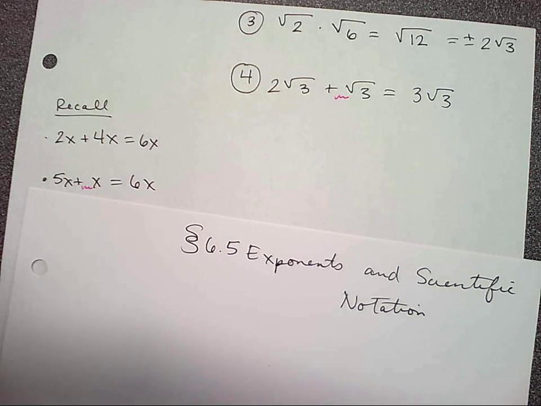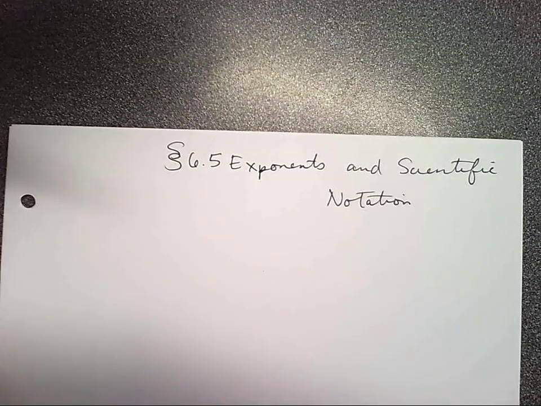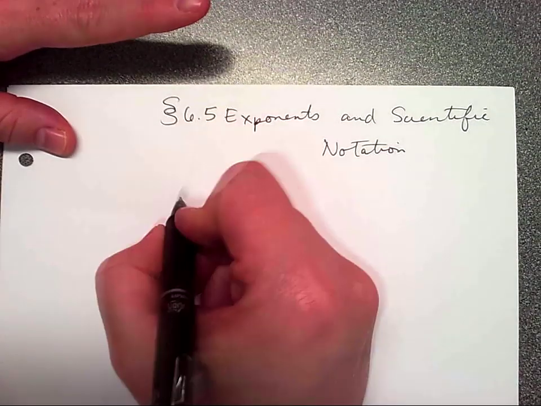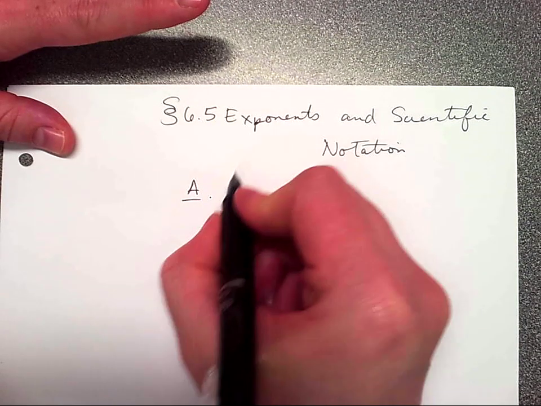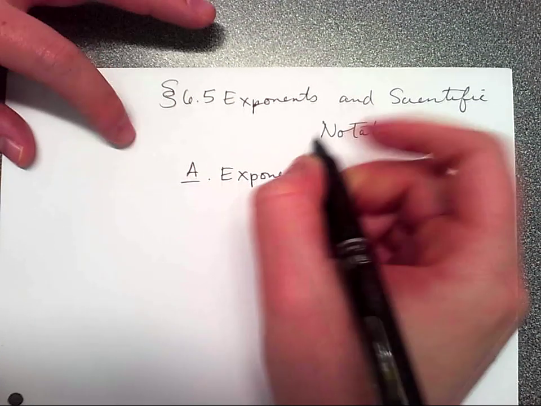6.5 is exponents in scientific notation. So, we're going to start off with a definition. We're going to talk about exponents.